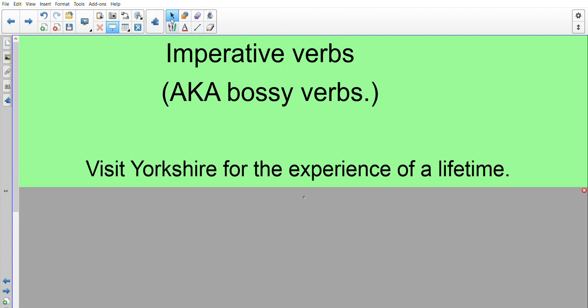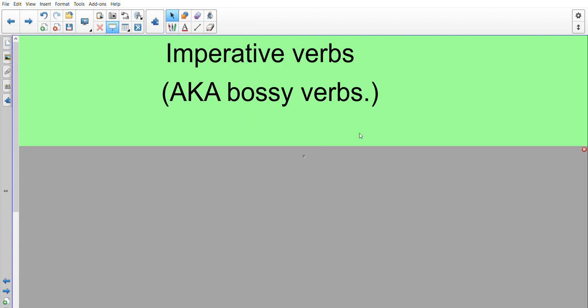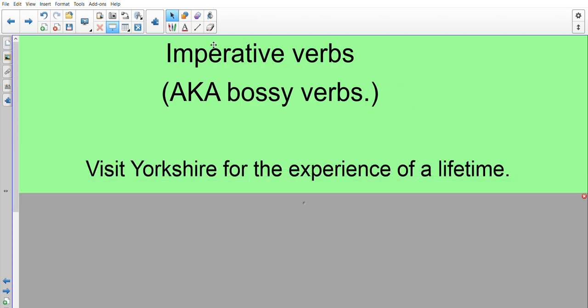Okay, so if a teacher tells you to stand over there, then stand is the imperative verb, isn't it? So here the imperative verb is visit. Okay, it's just telling you what to do. Visit Yorkshire for the experience of a lifetime.